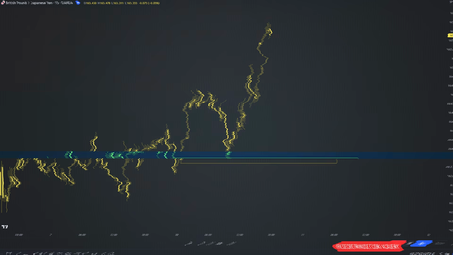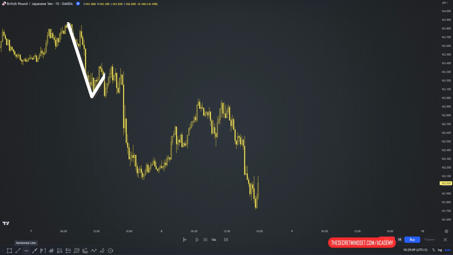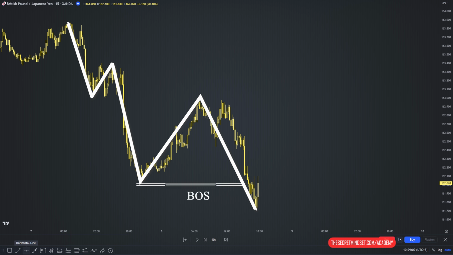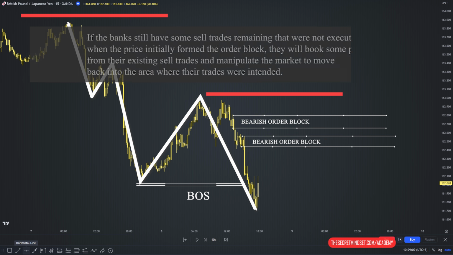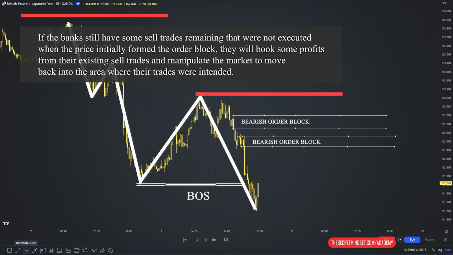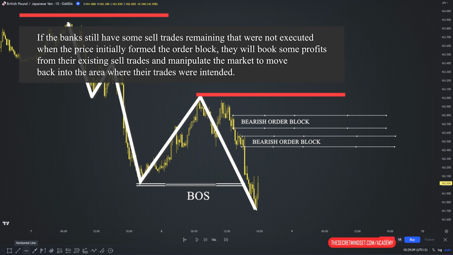Let's consider another instance of an order block followed by a break of structure. In this particular example, we see the price moving down, creating the order block, and forming the break of structure, the BOS. If the banks still have some sell trades remaining that were not executed when the price initially formed the order block, they will take some profits from their existing sell trades and manipulate the market to move back into the area where their trades were intended.